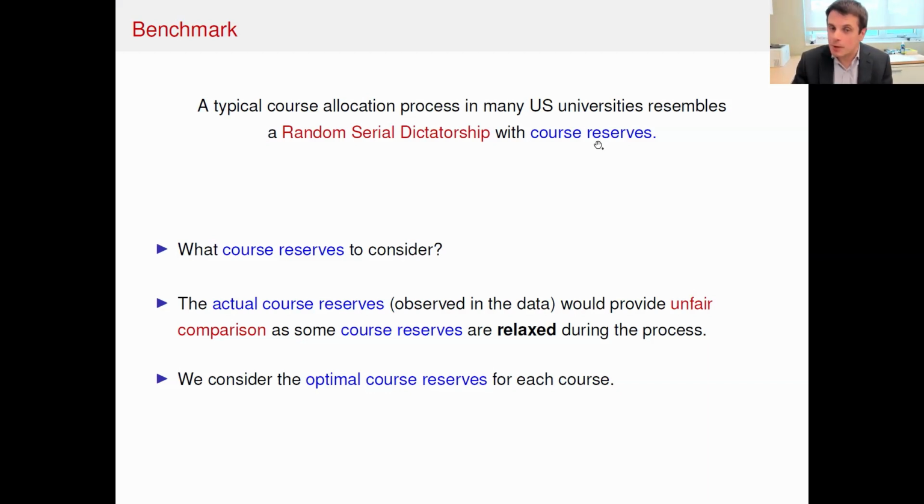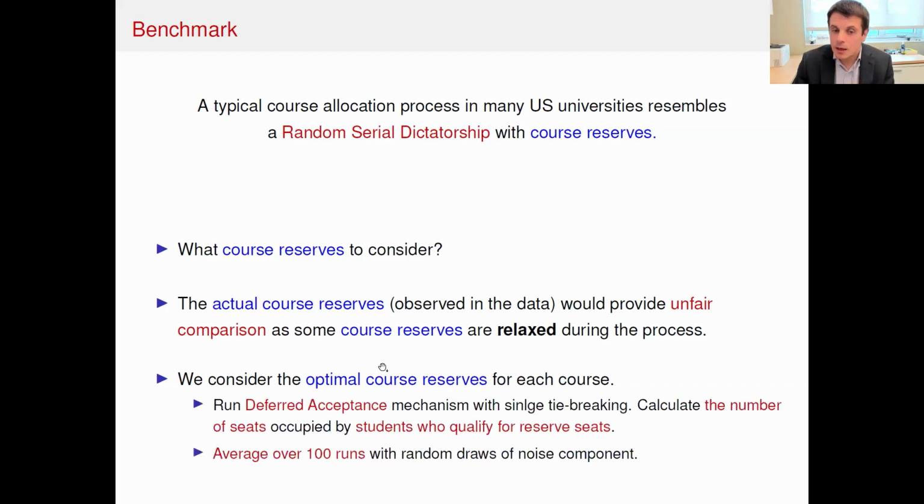But now the question is more practical. What course reserves to consider? Instead of considering actual course reserves, by the way, we also, of course, consider that, but the results are really poor for our current process. We consider the optimal course reserves. In order to obtain the optimal course reserves, we use simulations to estimate what would be the optimal number of course reserves set using the deferred acceptance algorithm.